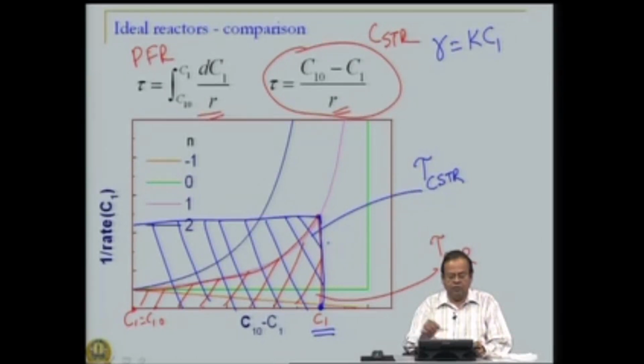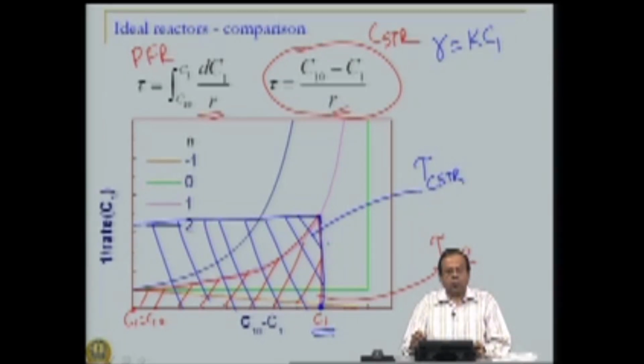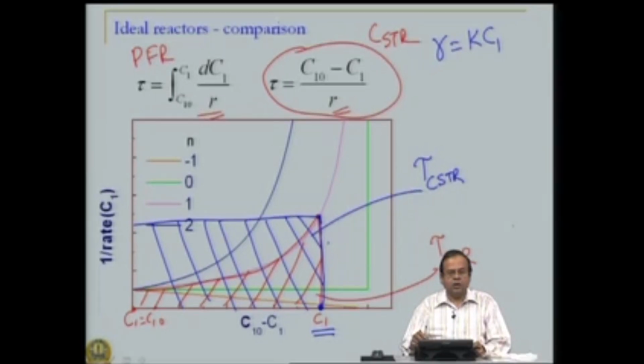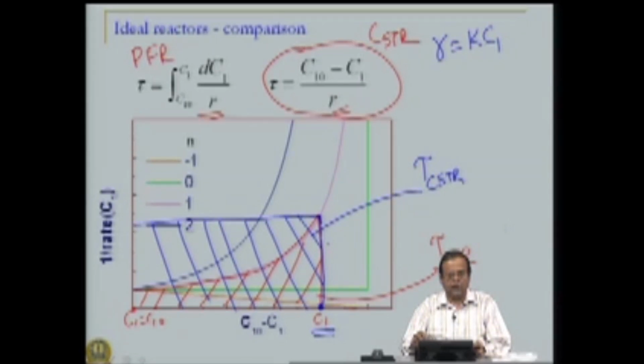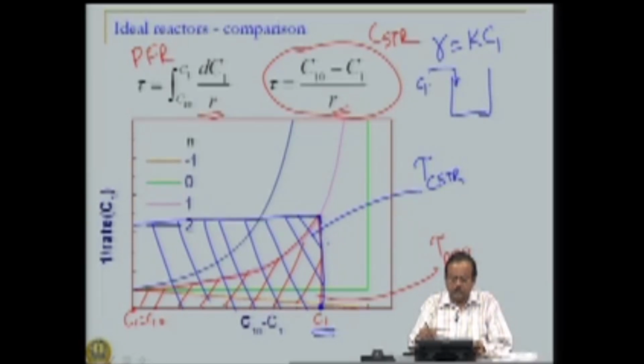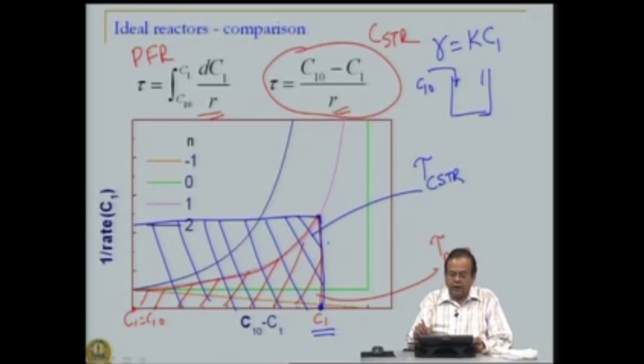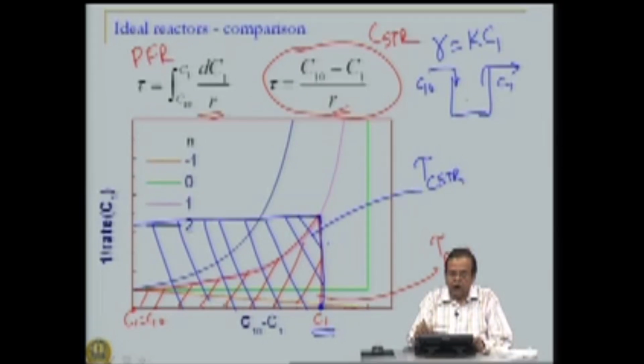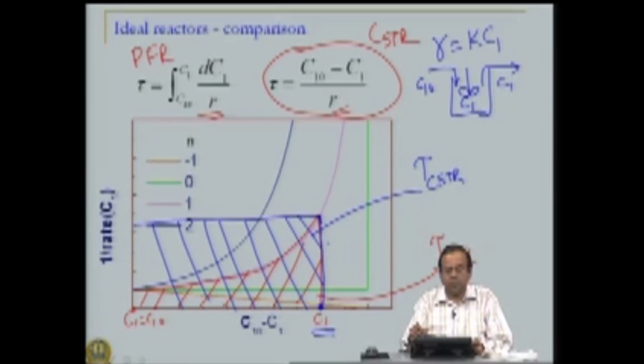Now, graphically this is all fine, but what is actually happening? Why is this happening? Let us try to understand it in a qualitative sense as well. Remember, in a stirred tank reactor, our inlet concentration is C10, our exit concentration is C1, and because of mixing conditions, the concentration inside the reactor is also C1.